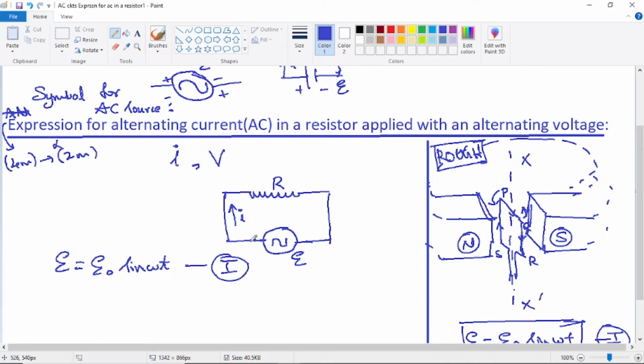But for convenience, to show that current is flowing clockwise, this terminal definitely should be positive, because it's sending current in the clockwise direction, and this terminal should be negative. So I'll just indicate the positive terminal here and the negative terminal here, and I just remove this one.